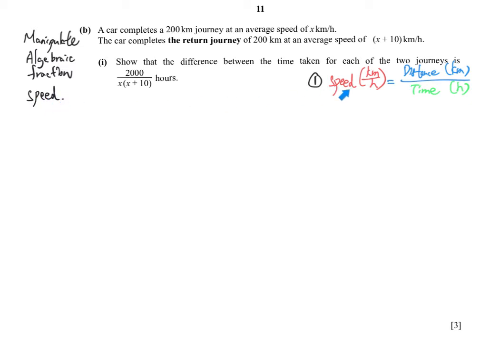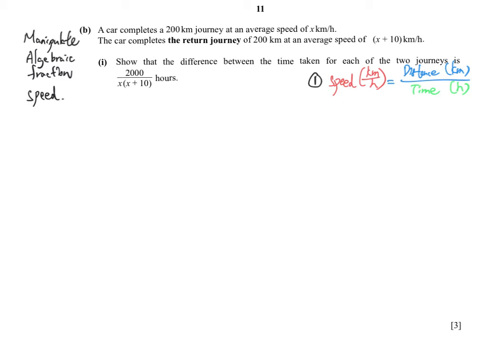So speed, normally we have the unit like km per hour. So it's km per hour, so it must be km in the numerator and the hour in the denominator. So it is distance over time. But for this equation, we can just multiply it.